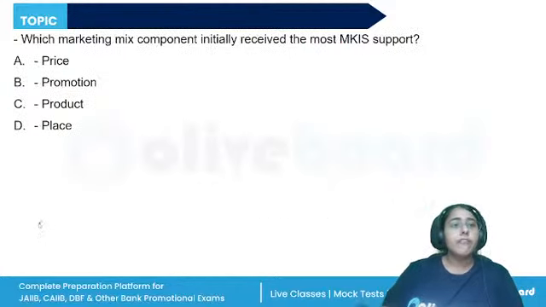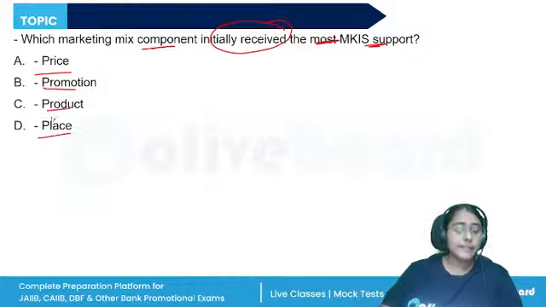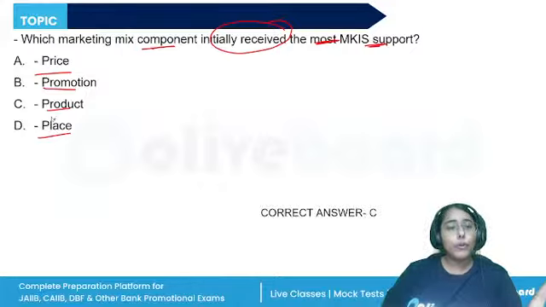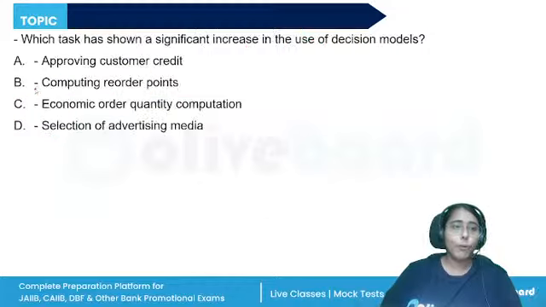All right. Which marketing mix component initially received the most MKI support? Price, promotion, product, or place? In the beginning, the MKI support was basically given to the product feature, the product. Later on, it was given to the price and planning as well. But in the beginning, only product was given due importance.